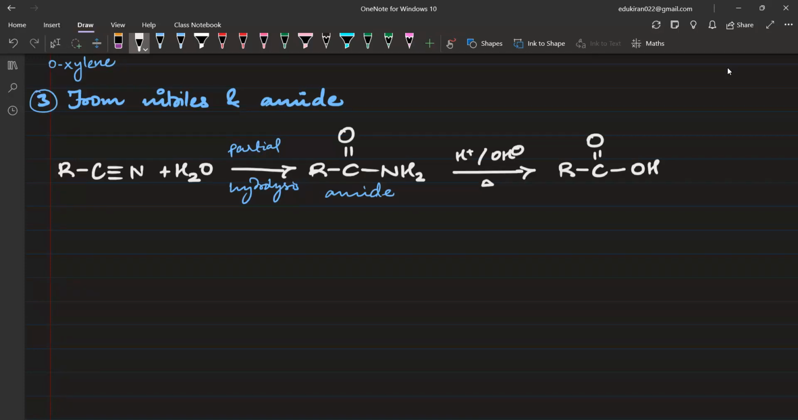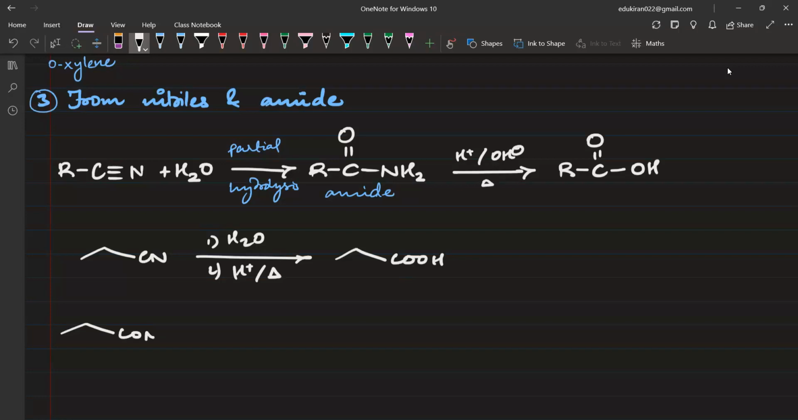So if you have nitrile, then the same number of carbon atoms. Please remember that. If you have nitrile CN, you have in the first step water, second step H plus, or with the presence of heat, you will get 3 carbon atoms and COOH. Let us suppose you have an amide, 3 carbon atoms, CONH2. You need only one step, that is H plus in the presence of heat, and you're going to get COOH. Make sense? Yes or no? Please tell me. Yes, sir.